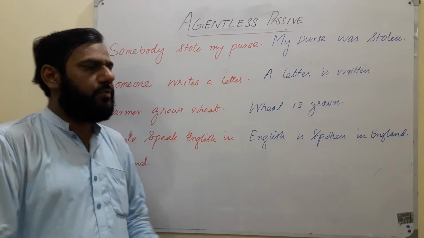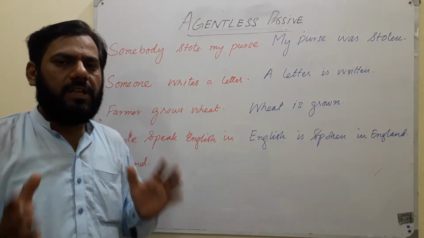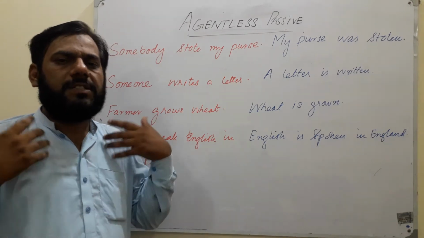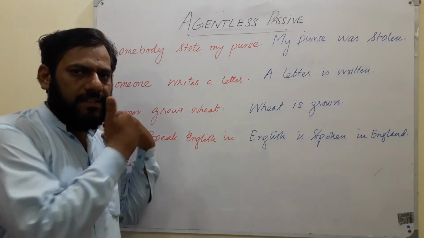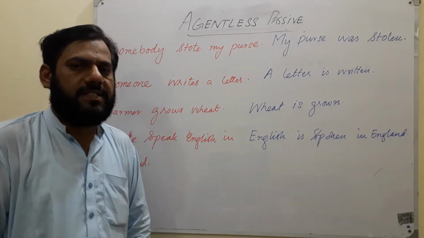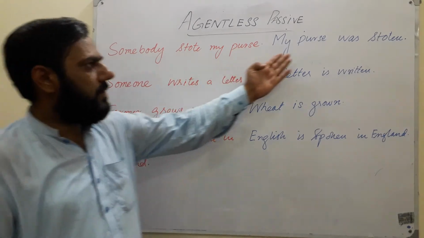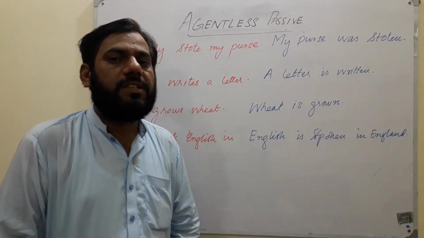In this sentence, in the subject area, somebody is called an indefinite pronoun. This is a common man. We do not have certain information about the gentleman, who he actually is. So when this sentence is converted to the passive voice, the by phrase will not be mentioned. How? My purse was stolen. It's finished. I don't want to write by somebody.